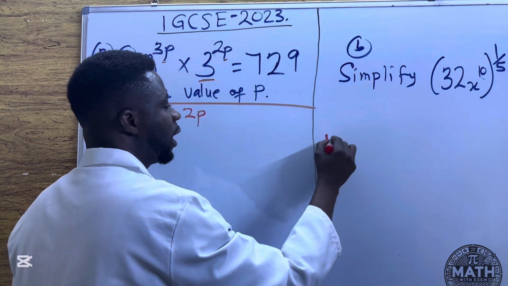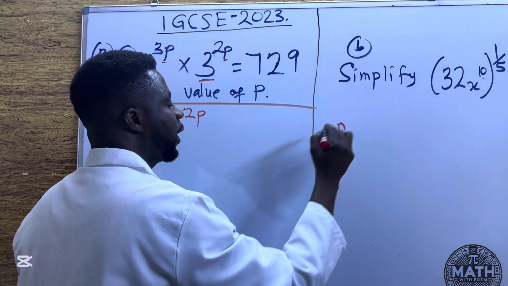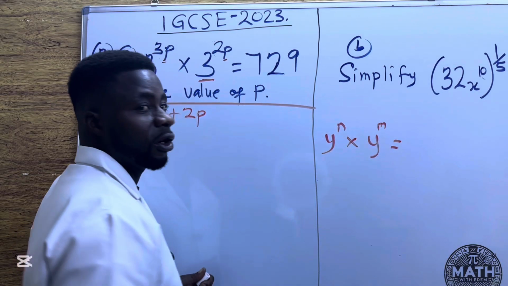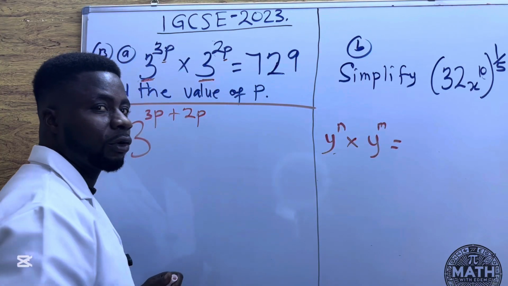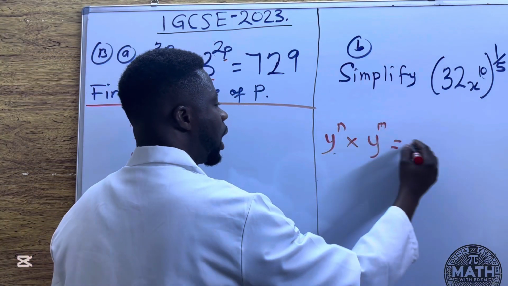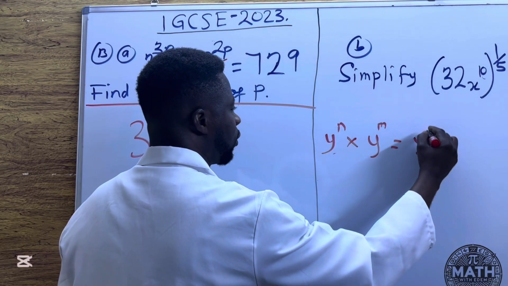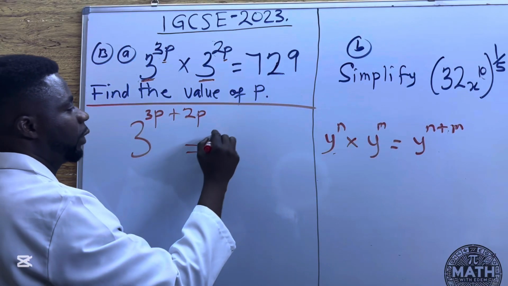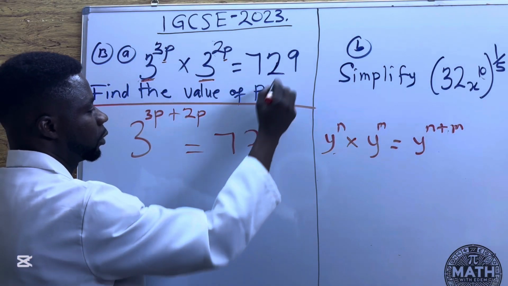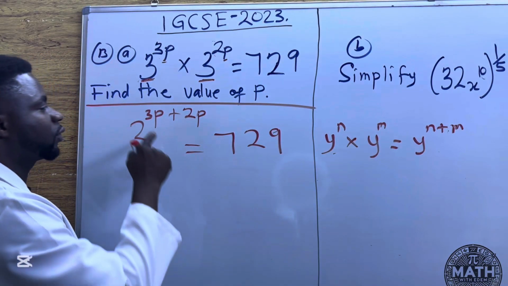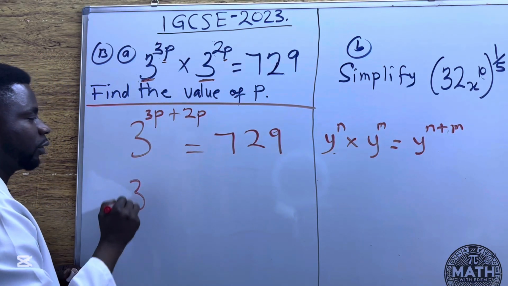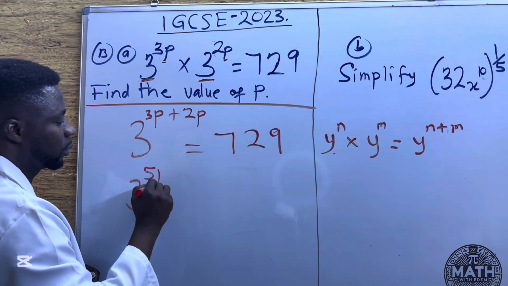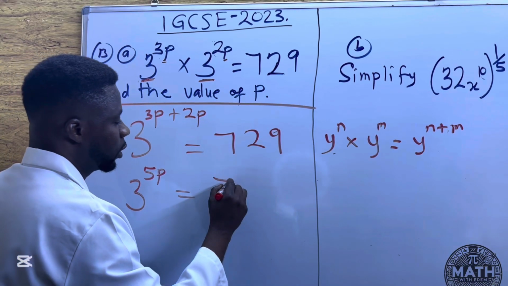For instance, if we have y to the power n times y to the power m, because the bases are multiplying, according to the laws, we need to add the powers. So it's going to be y to the power n plus m. So equal to, we have 729. Okay, so I'm adding this. So 3 to the power 3p plus 2p gives us 5p. It's equal to 729.